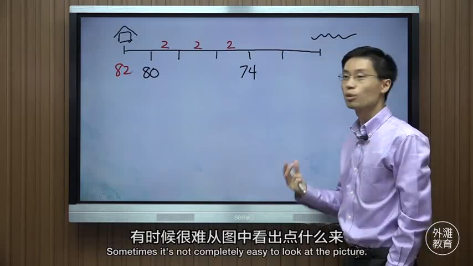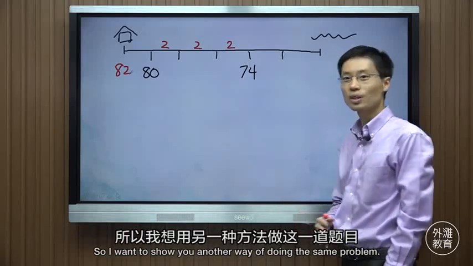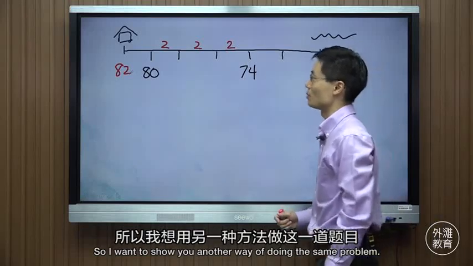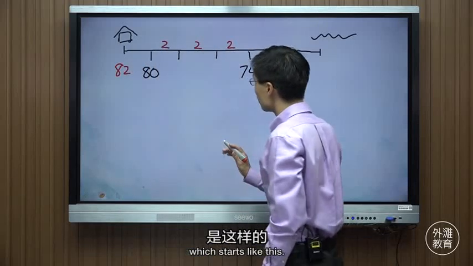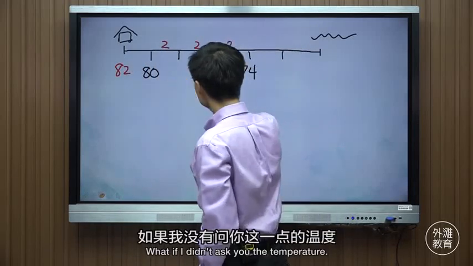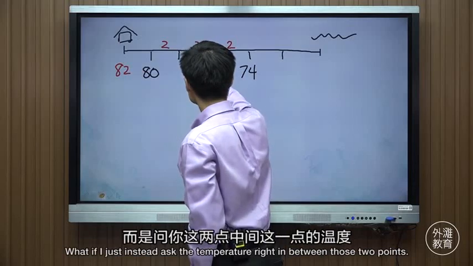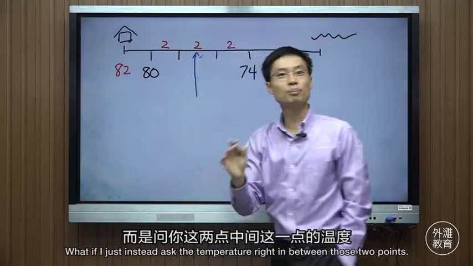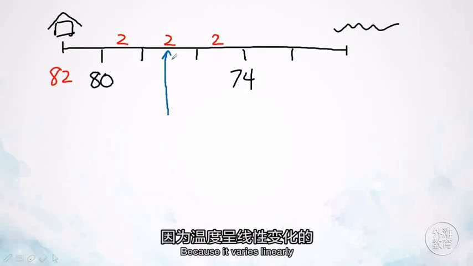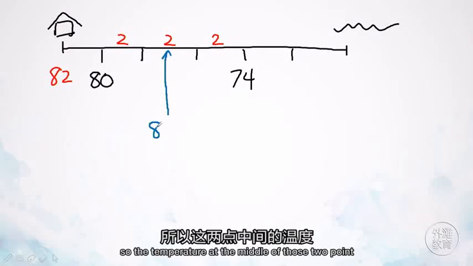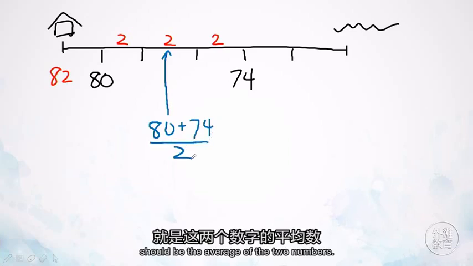Sometimes it's not completely easy to look at a picture, and so I want to show you another way of doing the same problem. That other way is based on an interesting idea which starts like this. What if I didn't ask you that temperature? What if instead I asked you the temperature right in between those 2 points? Well, that's fairly easy because it varies linearly, so the temperature at the middle of those 2 points should be the average of the 2 numbers.